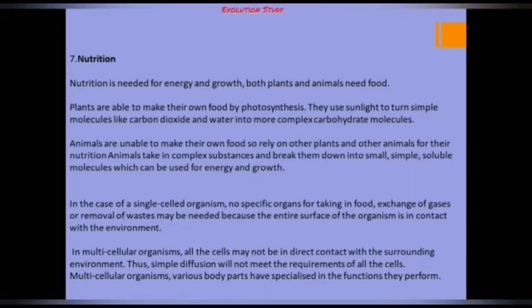Animals take in complex substances and break them down into small, simple, and soluble molecules which can be used for energy and growth. In the case of a single-celled organism, no specific organs for taking in food, exchange of gases, or removal of waste are needed because the entire surface of the organism is in contact with the environment. In multicellular organisms, all the cells may not be in direct contact with the surrounding environment. Thus, simple diffusion will not meet the requirements of all the cells. Multicellular organisms' various body parts have specialized in the functions they perform.